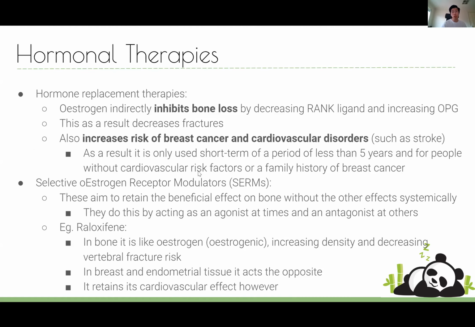As such, it's only really used for a short period of time, up to 5 years, and for people without cardiovascular risk factors or a family history of breast cancer, because otherwise it's too big of a risk.